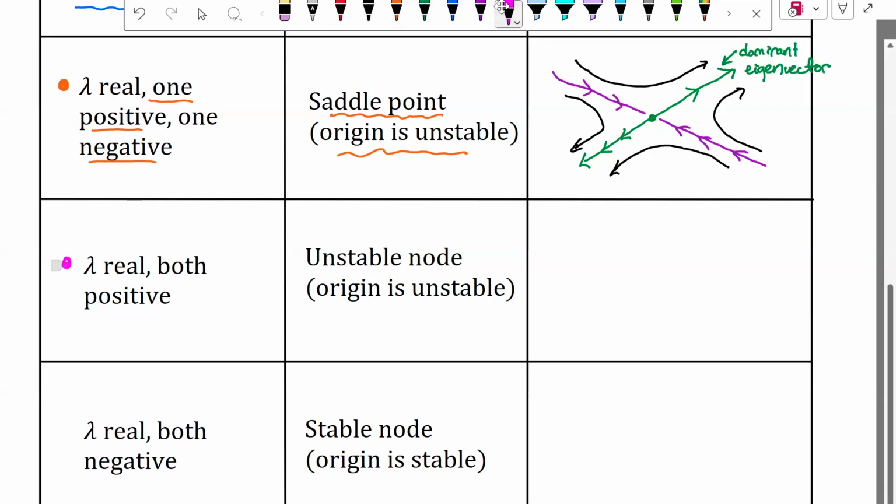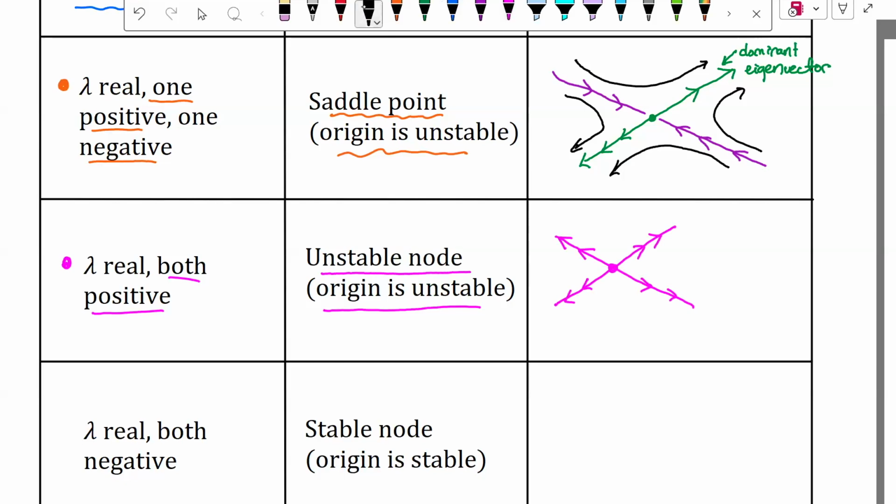Let's look at the case where lambda is real and both lambdas are positive. We already know that this is going to make our origin unstable, and that's called an unstable node. Now, in the case of an unstable node, it is again the dominant eigenvector that is going to determine what solution paths are eventually going to align with it. So if I drew my trajectory something like this, we would know that this must be the dominant eigenvector.